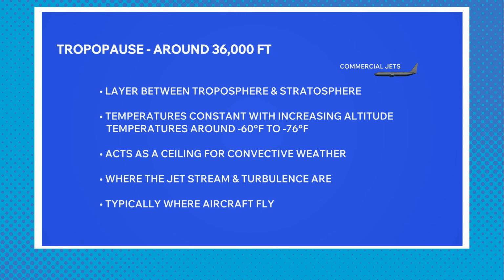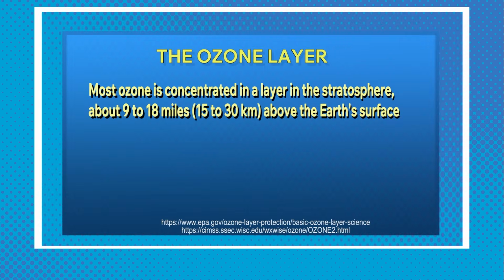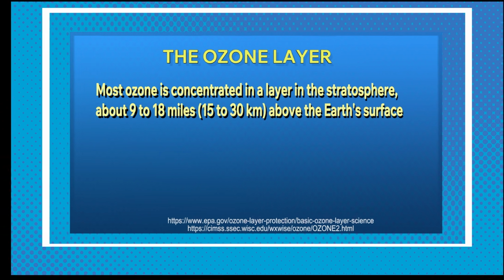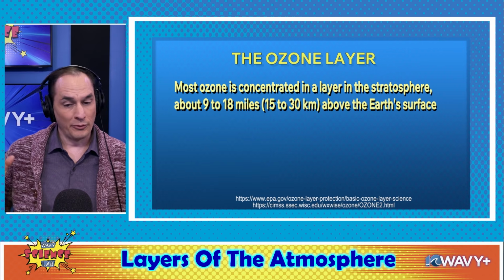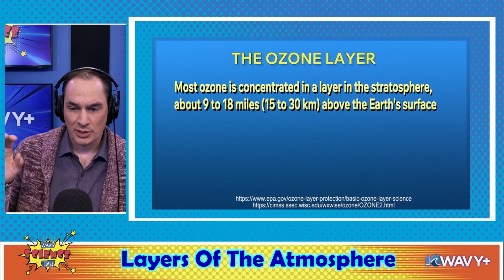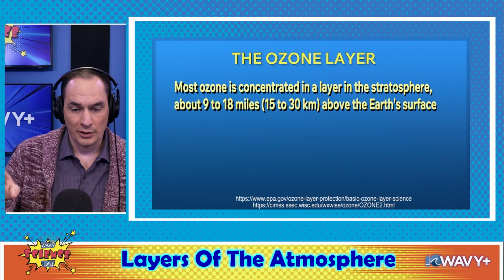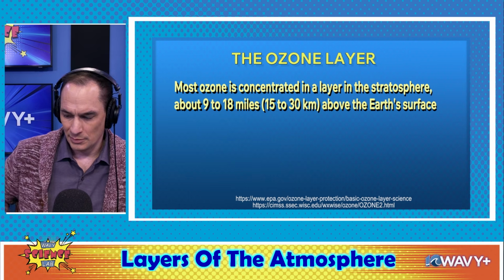So let's go back to that. And so this is where the jet stream and the turbulence are, typically where aircraft fly as well, the tropopause. All right, so the ozone is the source for where the heat comes from. So the ozone layer, we're familiar with that. There's another layer. Most ozone is concentrated in the stratosphere between about 9 to 18 miles above the Earth's surface. And I think it's a little below that as well.